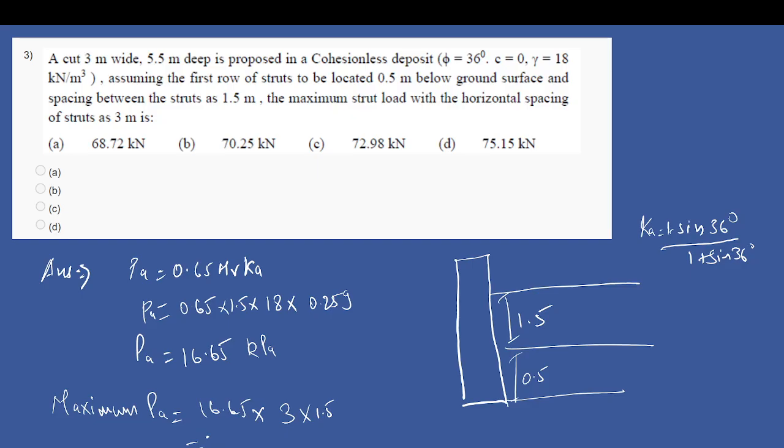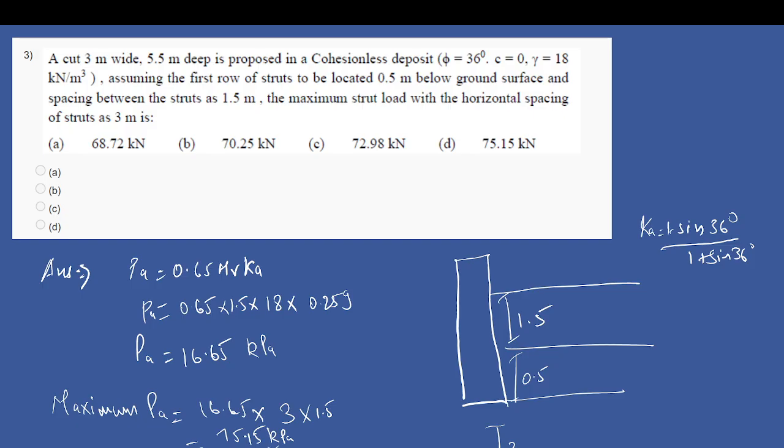So how much is the answer? Sir, it's 75.15. Yeah, 75.15. So the correct answer is this. This is the top side view. This is the top view, which is your 1.5. This is your 3 meter. So the correct answer is 75.15 kilonewton, right?